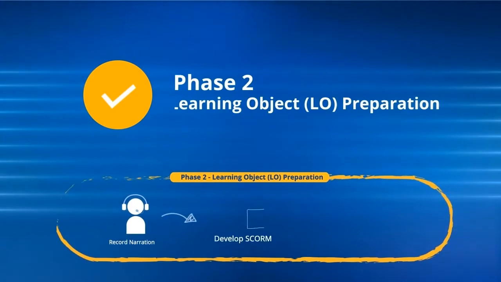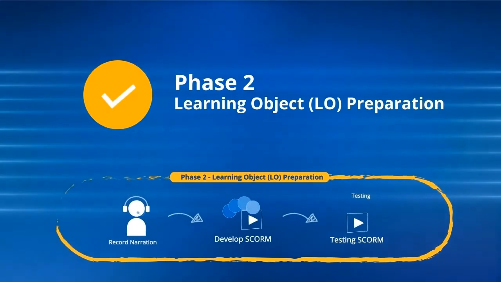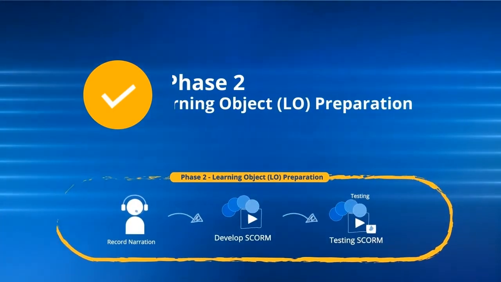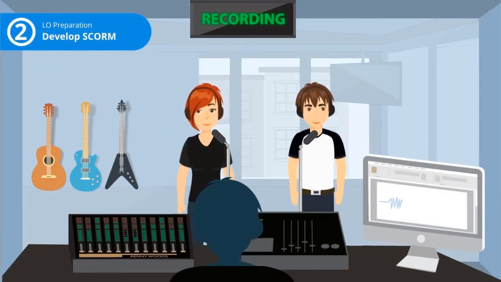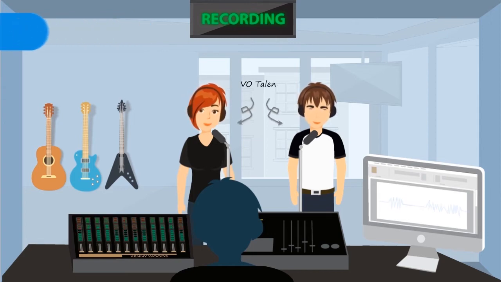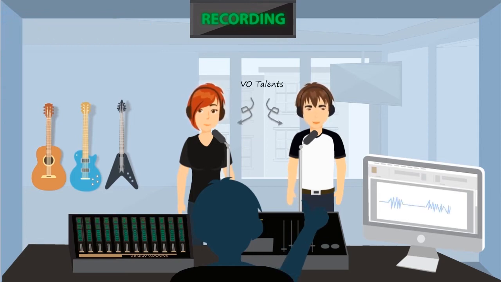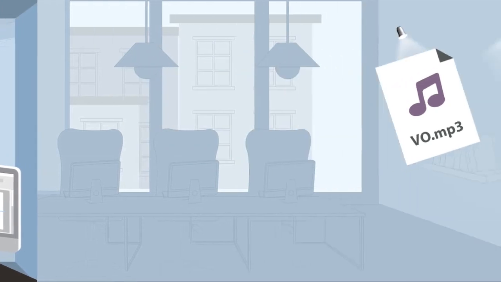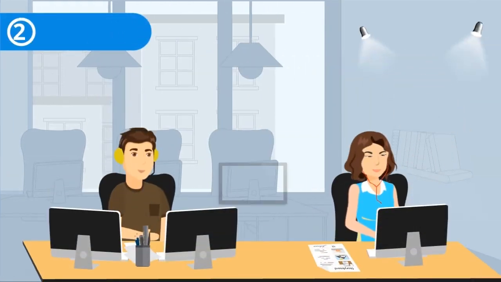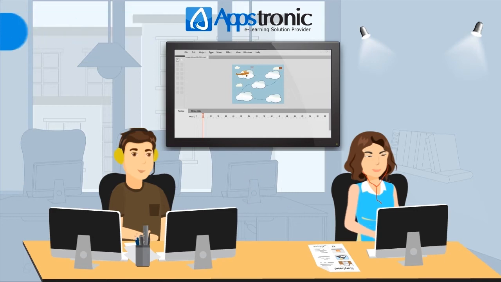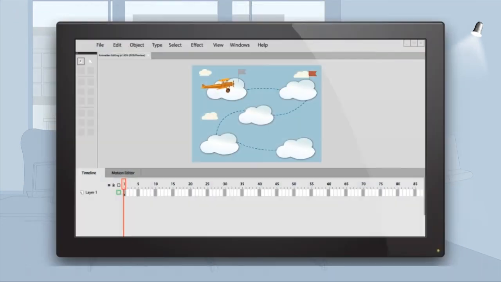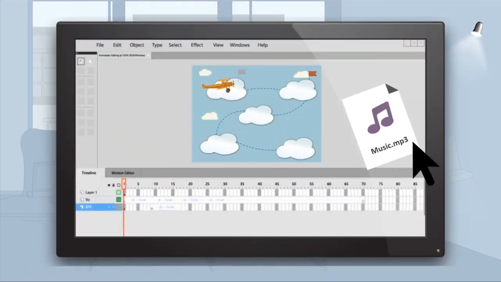The next phase is the development of the e-learning module, or what we call Learning Object, or LO. Based on the approved storyboard, our professional voiceover talents will make a recording of the voiceover script. Our animators will develop the learning object with animation, voiceover, sound effects, and user interaction.